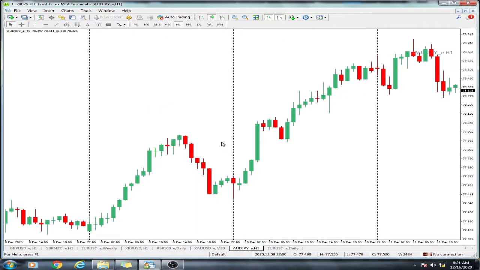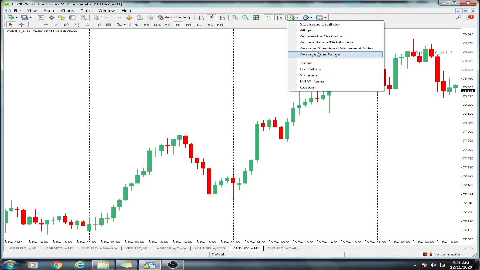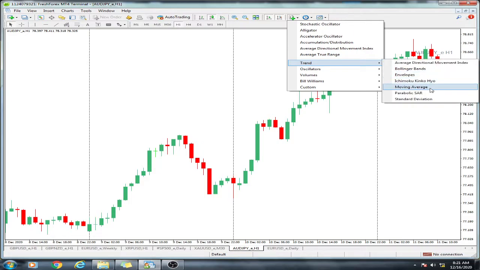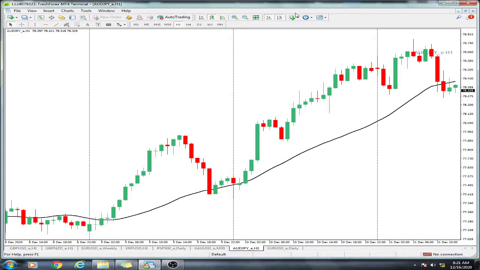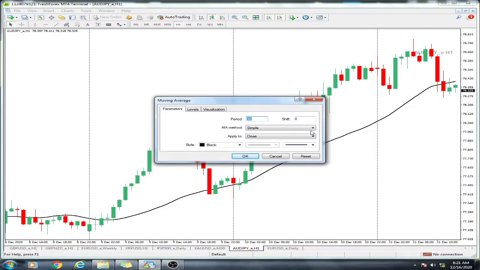So as I was saying, personally I use 6 sets of moving averages. The first 2 which I use mostly are these: insert, trend indicator, and then the first one is this. This is 30, and then the next one, 200.